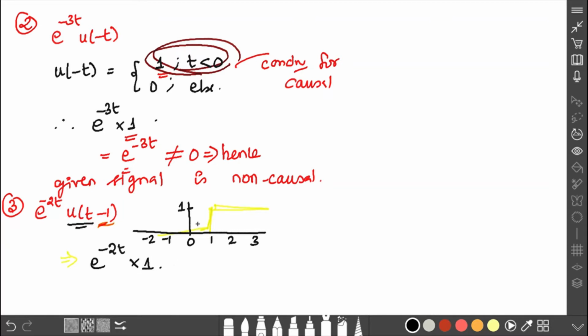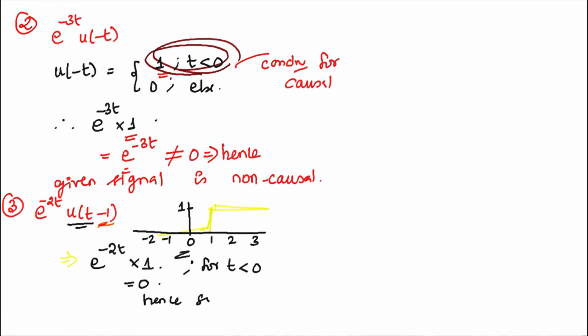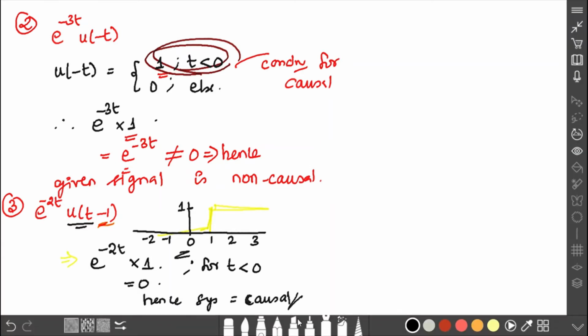When you substitute the condition from the figure itself, you can see for t less than 0 it is 0. So when you multiply it for this condition, it is equal to 0. Hence the signal is said to be a causal signal.